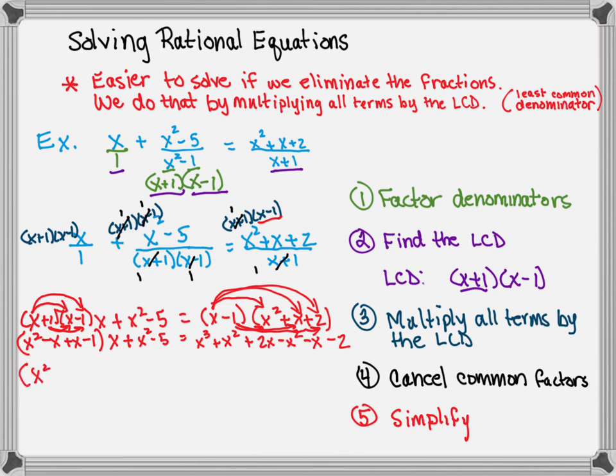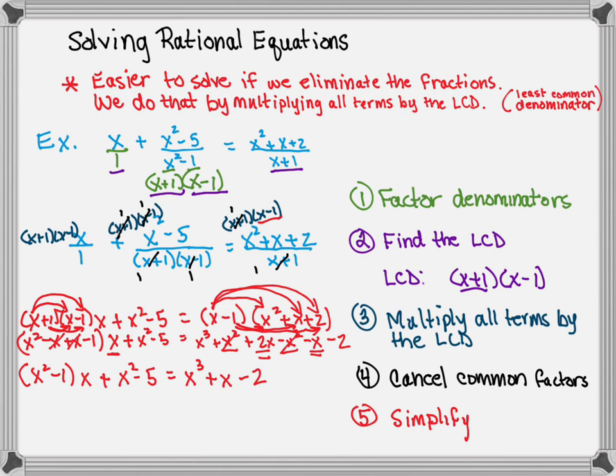Okay, let's continue simplifying. I still have x squared in parentheses on the left, but this negative x and the positive x cancel, so I'm left with x squared minus 1 in parentheses, still multiplied by x, plus x squared minus 5 equals. Let's see if we have any terms to combine on the right-hand side. I have x cubed, then I have x squared and negative x squared, those cancel out. Then I have 2x and negative x, those combine to form positive 1x, and then I have minus 2.